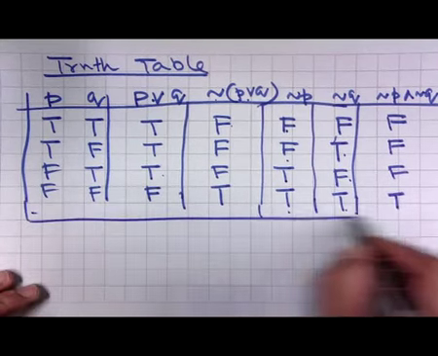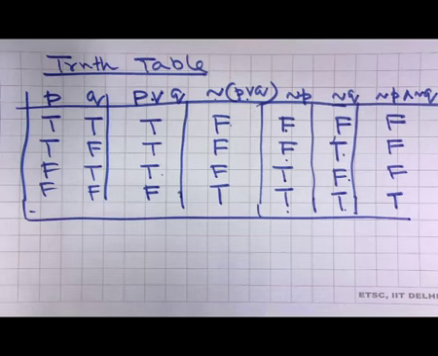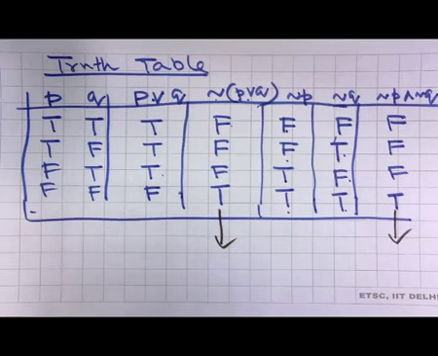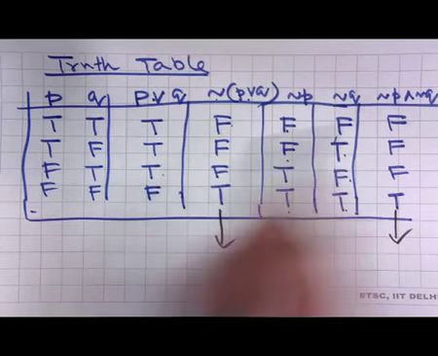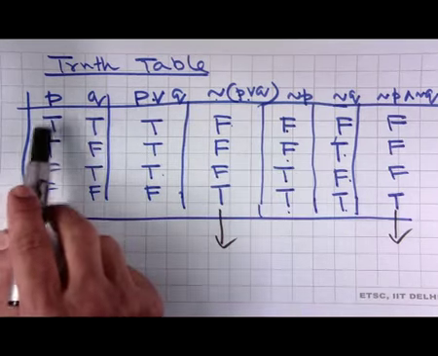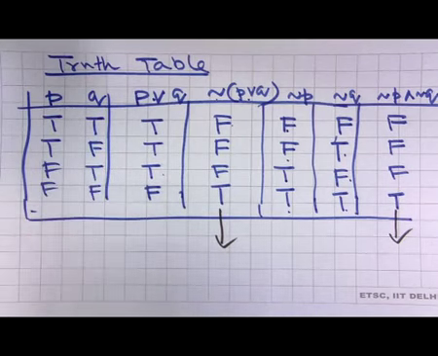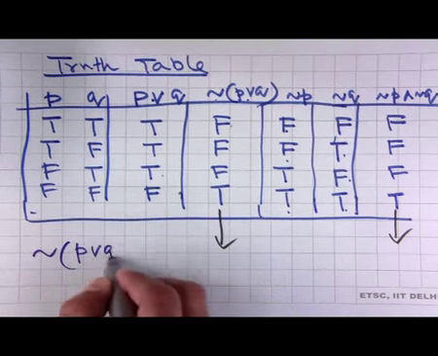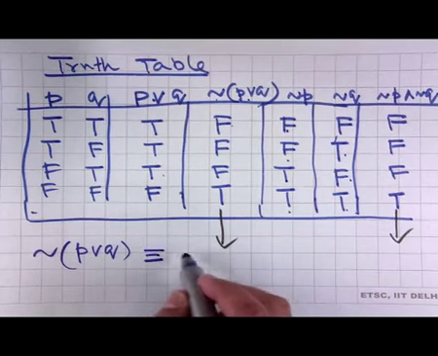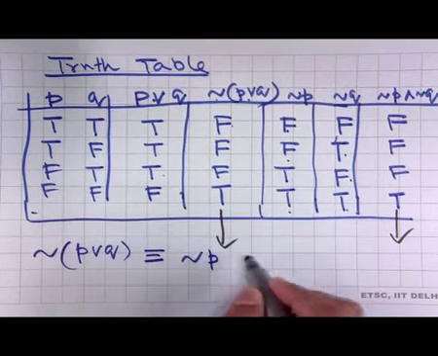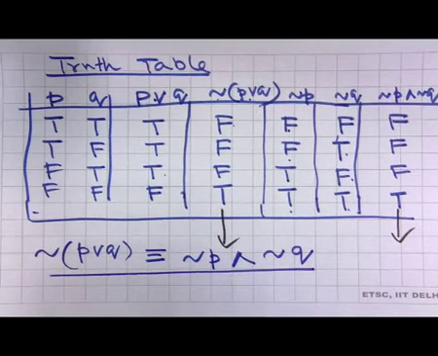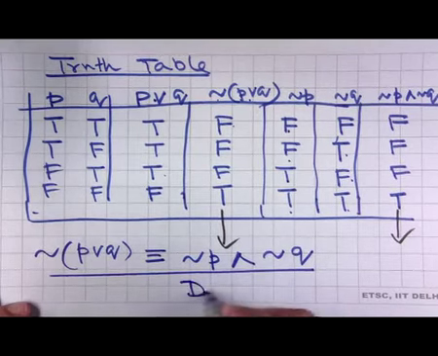Therefore, what do we find? We find that this column and this column have the same truth values once the truth values of P and Q have been given. Or in other words, we can say not of (P or Q) is equivalent to not of P and not of Q. This is also De Morgan's law.